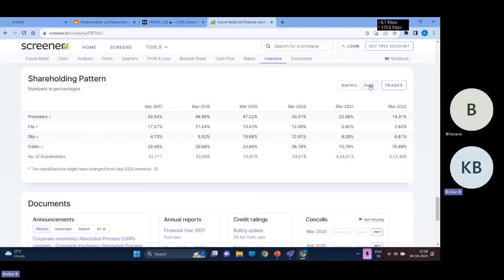Oh sorry, ये quarterly था. Sorry. Yeah, you can see here, still reducing. 17 से लेकर like 12 हो गया, 2 हो गया, and public का क्या हुआ? 28 था, 70 हो गया.